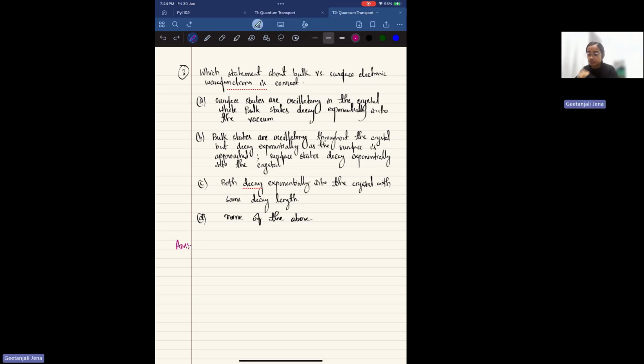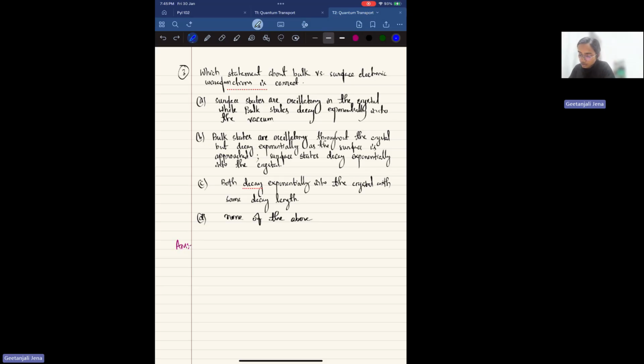If you recall, inside the bulk there is a periodic arrangement of atoms and ions. So they will satisfy Bloch's theorem. That means the wave function will be periodic, so it will be oscillatory inside the bulk. But because of the breaking of symmetry at the interface, they will decay exponentially when they approach the interface. For the surface states, there is a broken symmetry at the surface, so they are localized states. The wave function will be maximum at the surface, and they will decay exponentially when we move away from the surface. This we have also seen during the lectures.